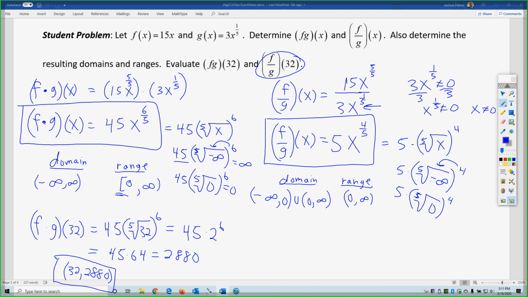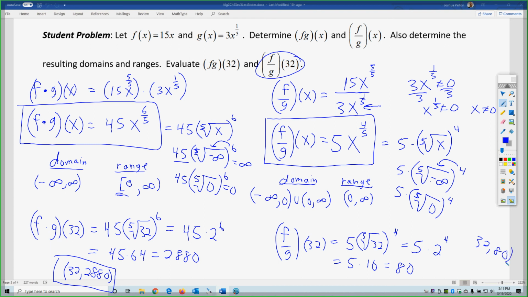So over here we try 32 also. So that's f over g of 32 equals 5 fifth roots of 32 to the 4th power, I'm sorry, not the 6th power. The previous one was 6th power. This one is 4th power. So that is 5 times 16, which is 80. So that means 32, 80 is a coordinate on this graph if we were to graph it. Okay? Alright, so let's try graphing one of these.